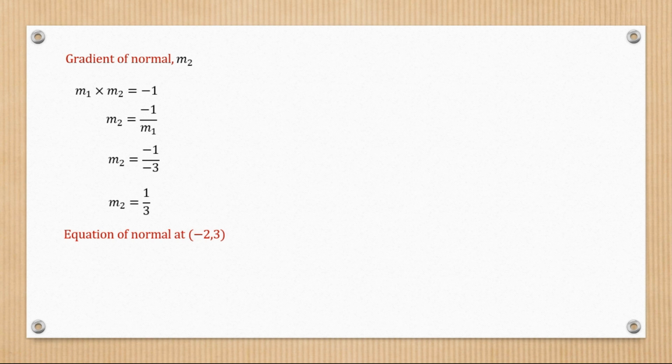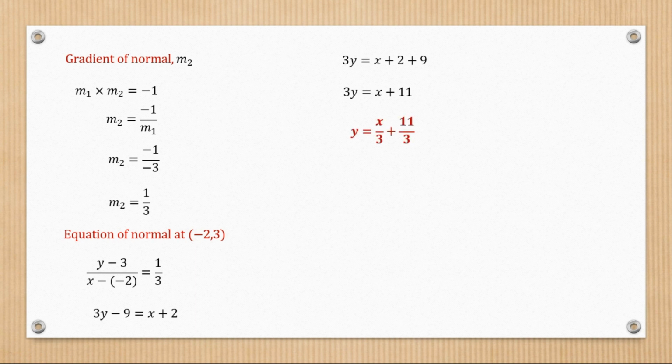So now to find the equation of the normal at (-2, 3), I can find it from (y - 3)/(x - (-2)) being equal to 1/3. When I cross multiply, I'll have 3y - 9 being equal to x + 2, of which if I make 3y the subject, 3y shall be equal to x + 2 + 9, and then 2 + 9 is 11, and then y shall be equal to x/3 + 11/3. Therefore the equation of the normal at P is y = x/3 + 11/3, and that is the equation of the normal at the point P.